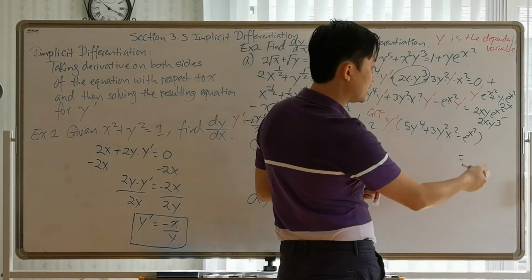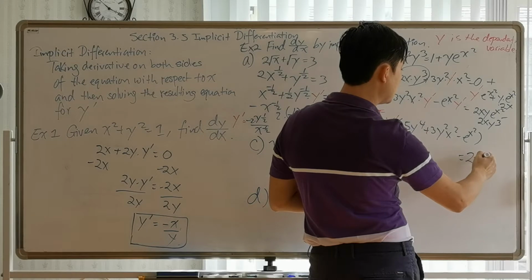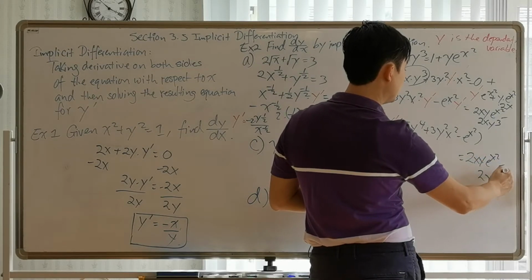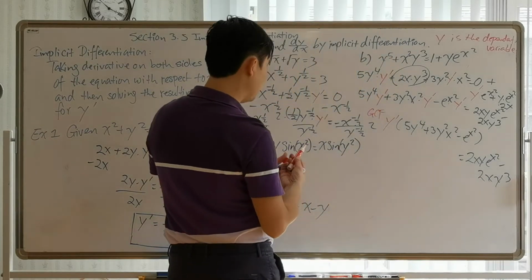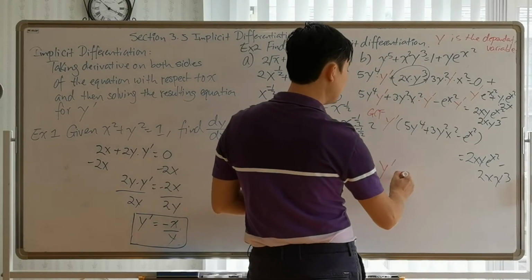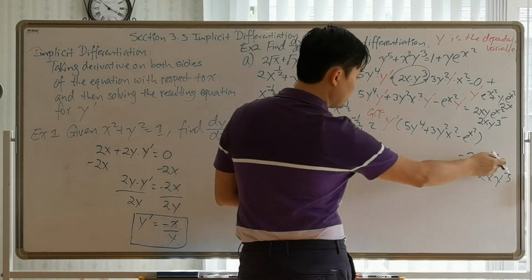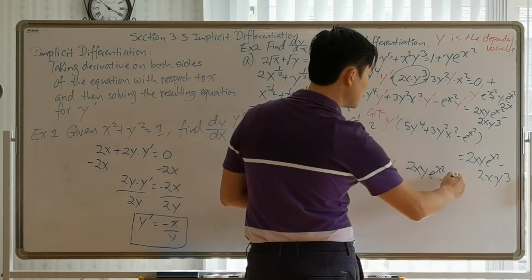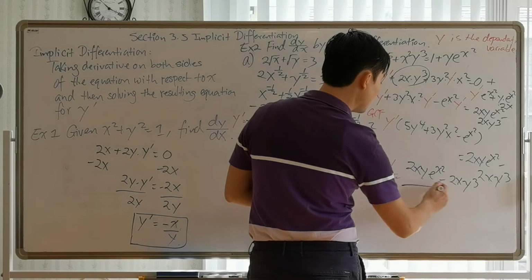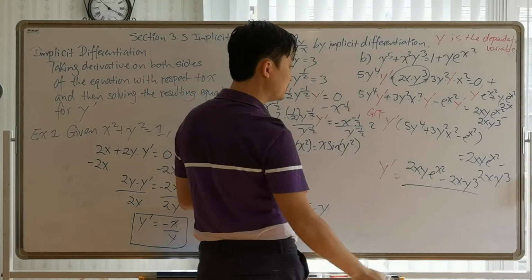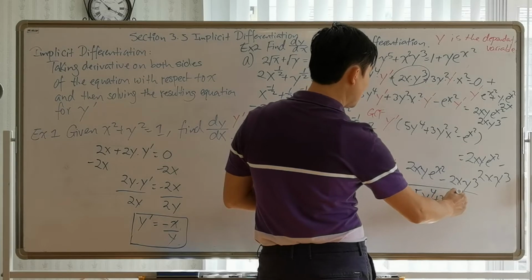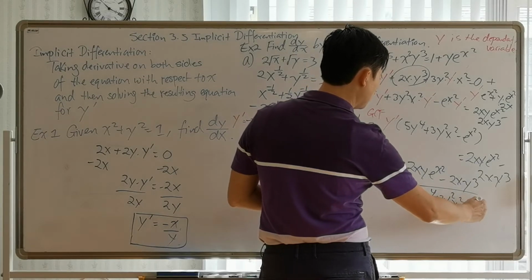You might be wondering, can I take out the greatest common factor? You can do that, but just leave it like this. Minus 2x y to the power 3. So finally, y prime. Basically what we have here for the binomial, we simply divide this whole thing by the remaining trinomial, 5y to the power 4 plus 3y squared x squared minus e to the power of x squared.